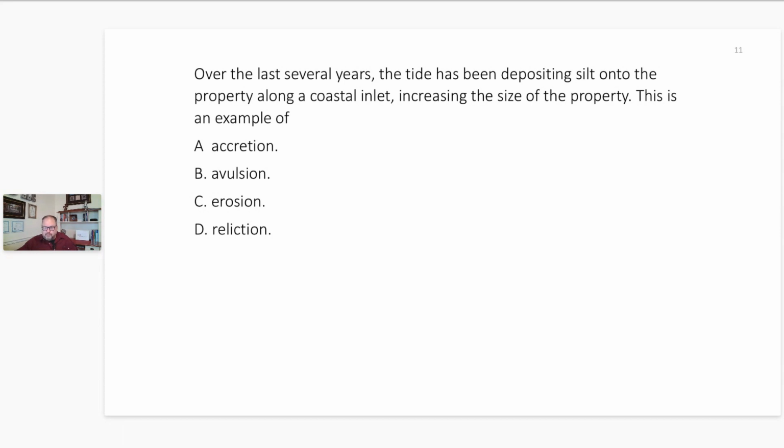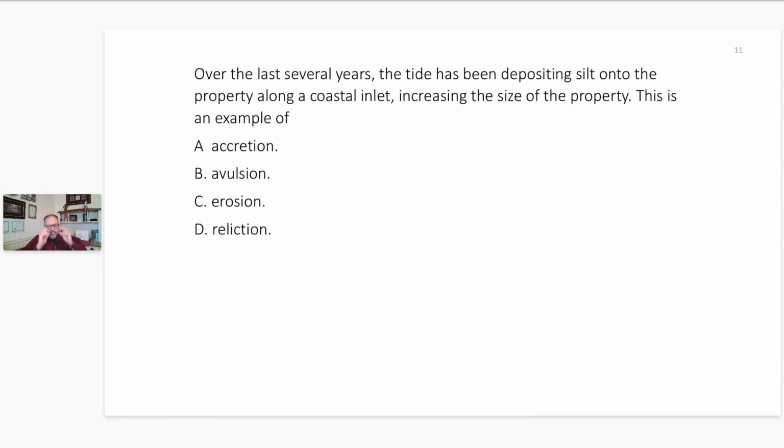Good job. So when I read this question, I'm looking at several years. The tide has been depositing silt. Right there, keywords. Boom. Depositing silt onto the property. So if I'm depositing silt, that rings a bell called accretion, right? So we're talking about answer A.